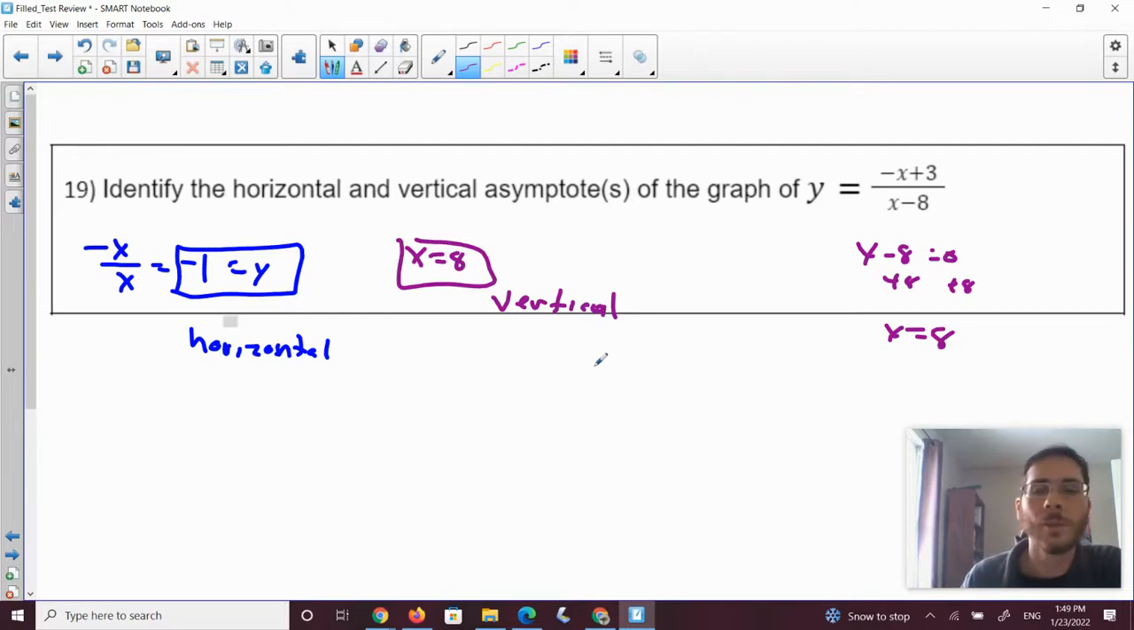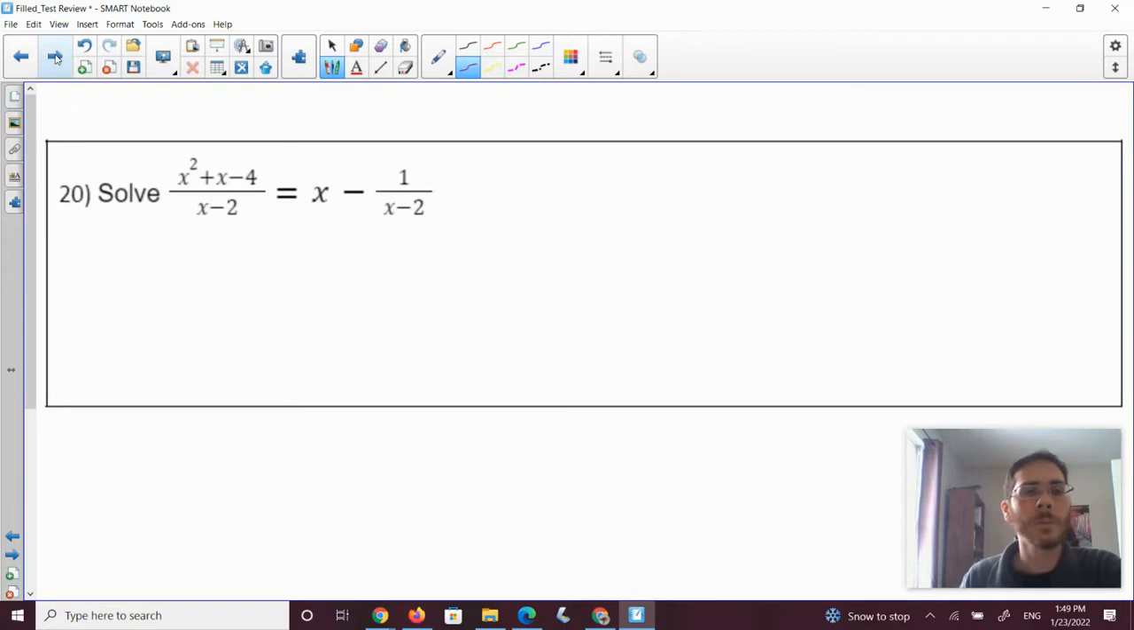So again, since we've done a few of those already, 19 went by pretty quickly. For number 20, we have another solve. This one looks kind of complicated, but we want to think about what's missing. If we look at our expressions, we have x minus 2 in the denominator, x minus 2 in the denominator, and 1 in the denominator. So really the only thing I need to do is multiply this middle one right here by x minus 2.